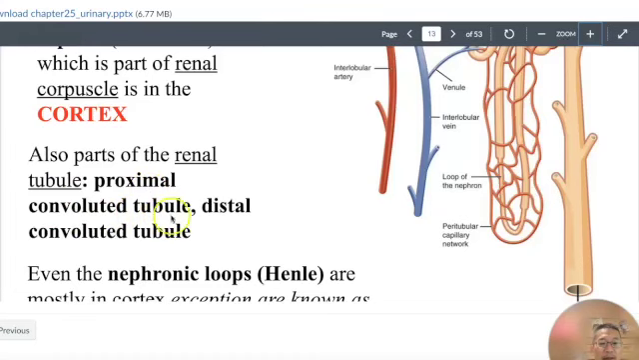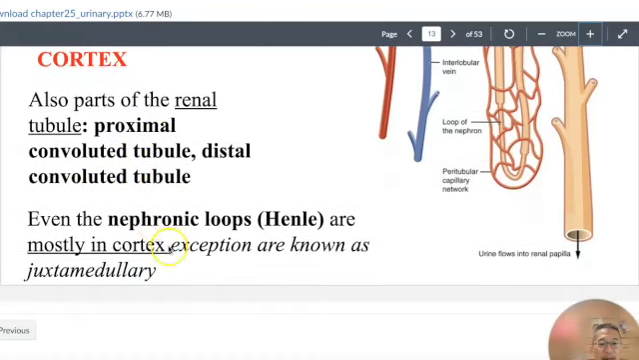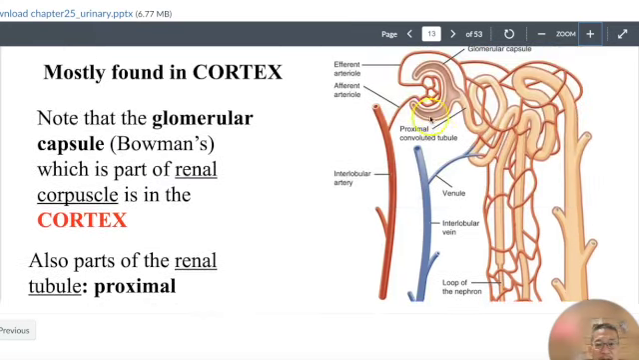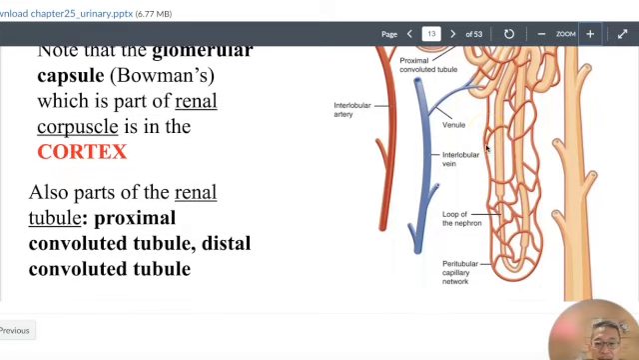Convoluted tubule, distal convoluted tubule, and the nephron loop, which is called the loop of Henle. Okay, so here it is. The one closer to the Bowman capsule, you remember, closer would be proximal, farther will be distal. So here is the proximal convoluted tubule, and then it will go all the way down to the loop of Henle, or the loop of the nephron.